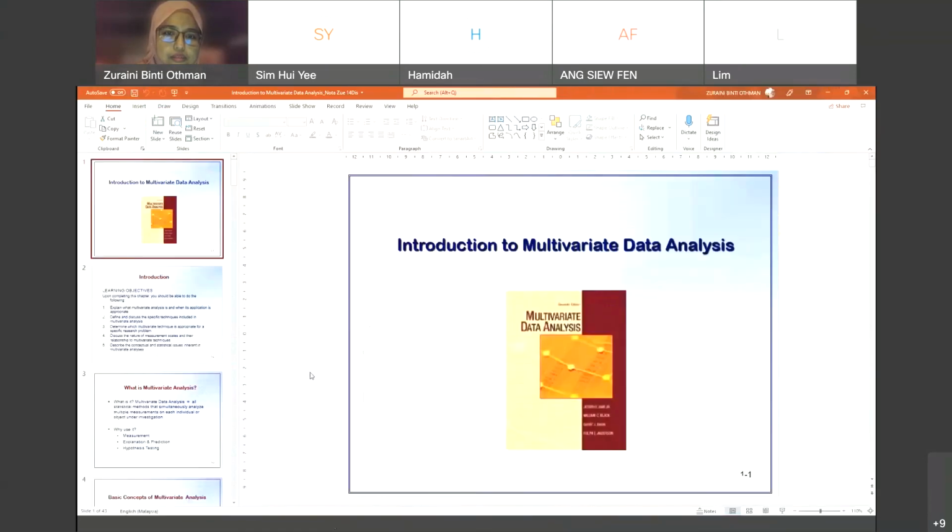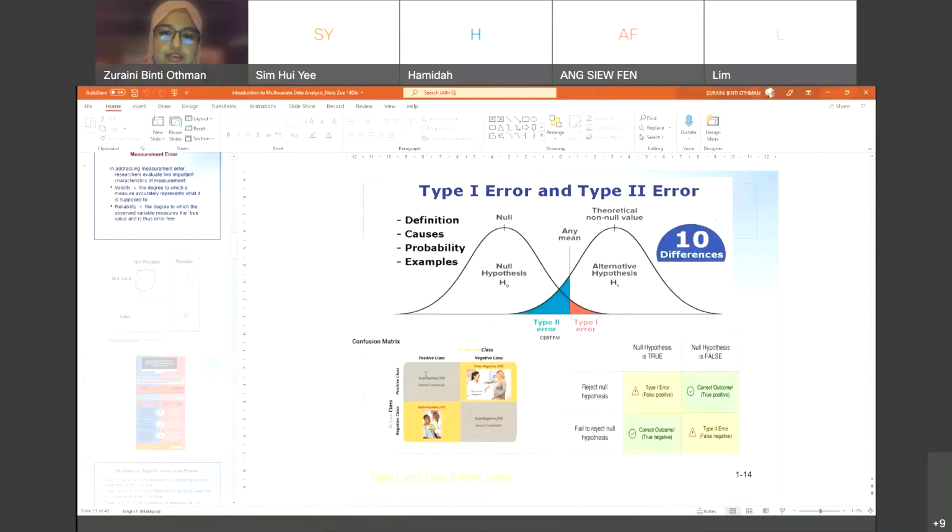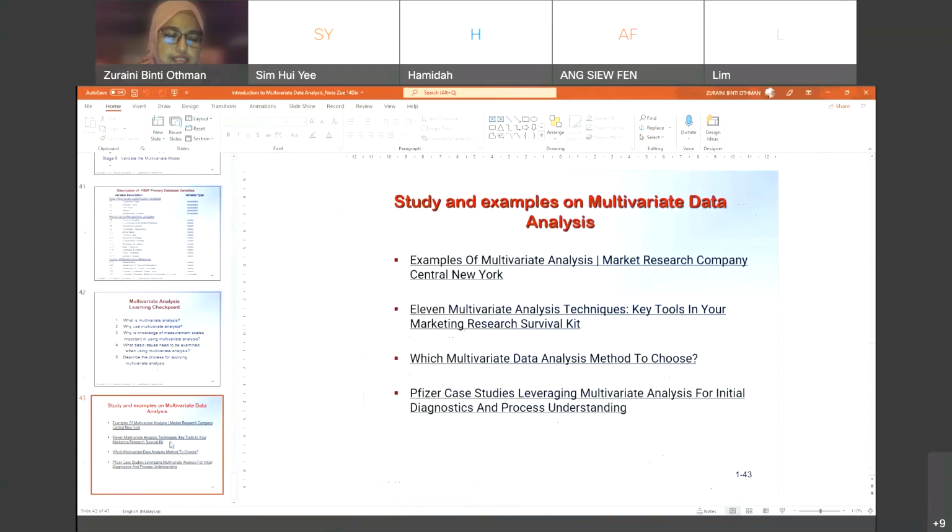End of this chapter by looking at the example just now. Okay, maybe we want to take a 10 minutes break. Is it? Do you want to take a break?